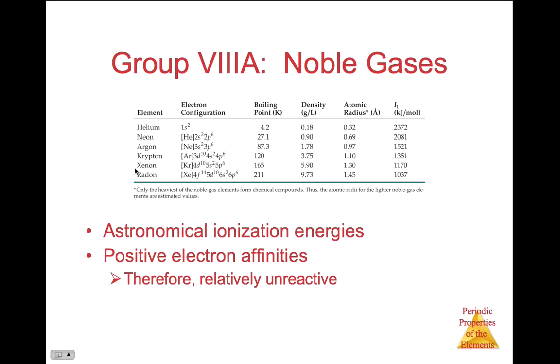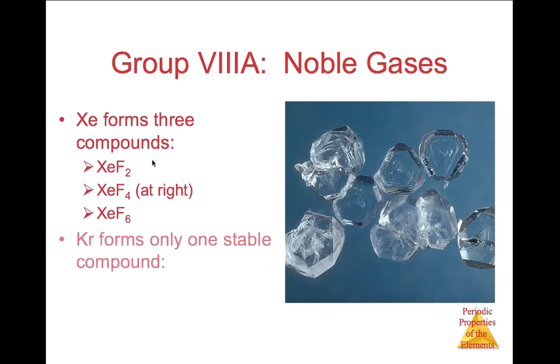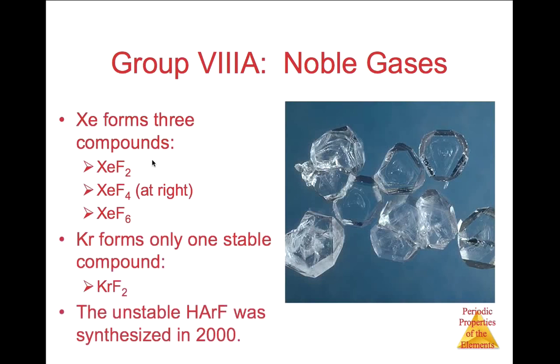Until you get way down here at the bottom with xenon and krypton, every once in a while they'll react with something. They're monatomic gases. They don't pair up. Xenon forms only 3 compounds, and krypton only forms 1 stable compound, and HArF was created in the year 2000.